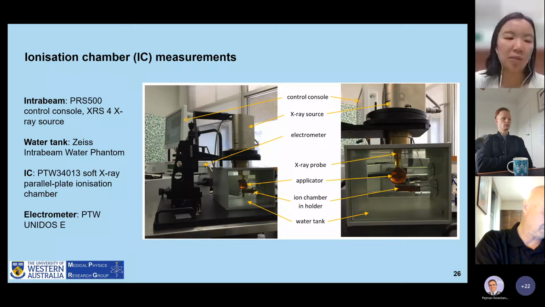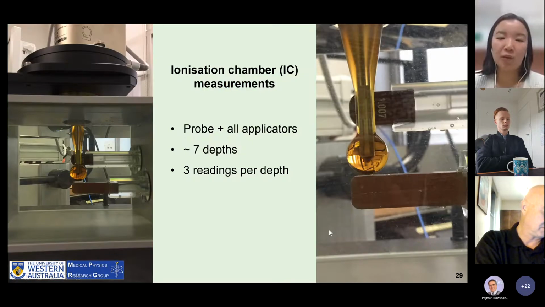The ionization chamber was a soft X-ray parallel plate chamber, and the electrometer I used was the PTW Unidos E. So we made measurements for each probe, for each applicator and the probe. About 7 depths were measured, and there were 3 readings per depth.